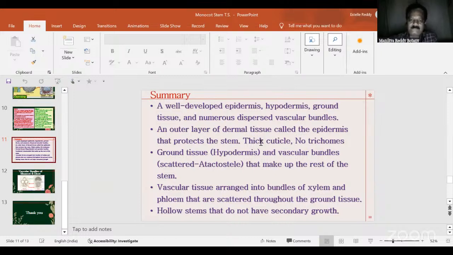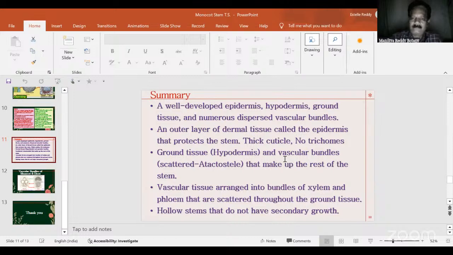And the second part of monocot stem is cortex. Here cortex is restricted to hypodermis only. No general cortex, no endodermis. These both are absent in monocot stem. Only sclerenchymatous hypodermis is present. It gives only mechanical support. It provides mechanical support. And the vascular bundles are numerous.